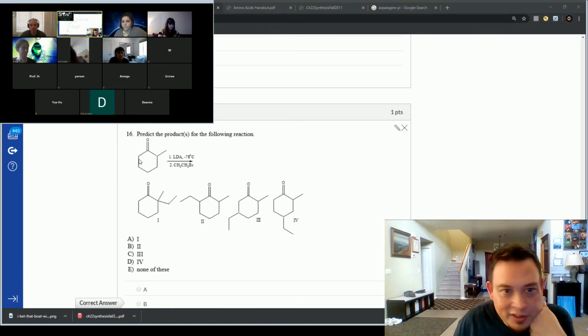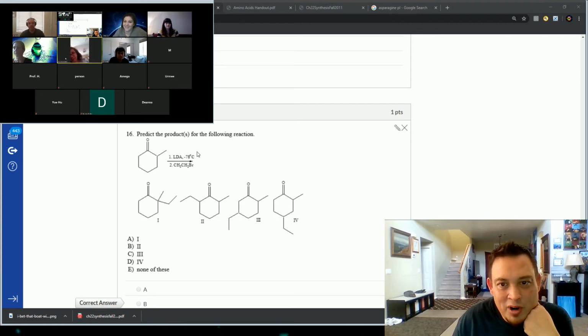All right, so this is a straightforward one. Save the easier one for last, it looks like. So the main thing on the first part here, you guys have to deprotonate with LDA, but you have to remember which side it is. LDA substitutes, yeah. And then the alkyl group's going to go here.